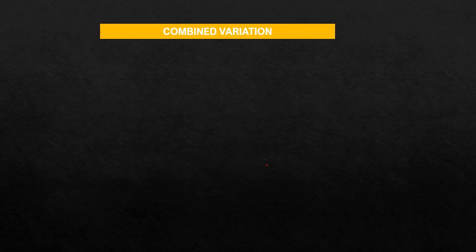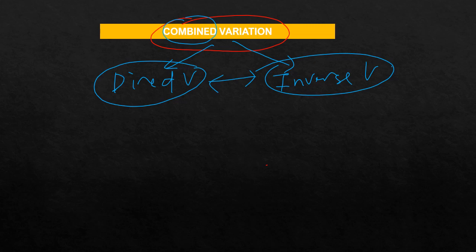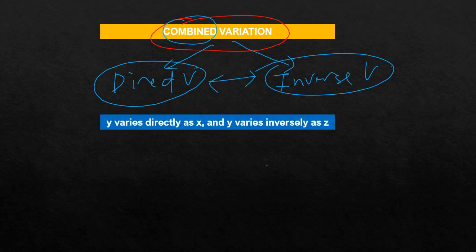Okay, the final part of chapter 1 variation is the combined variation. So combine, you can see here the word combine. So what is combined in this variation? You have learned direct variation and also inverse variation. So you combine these two types of variation. How is it written? You can see the sentence is like this: y varies directly as x, and this is how it is combined with the word and. y varies inversely as z.